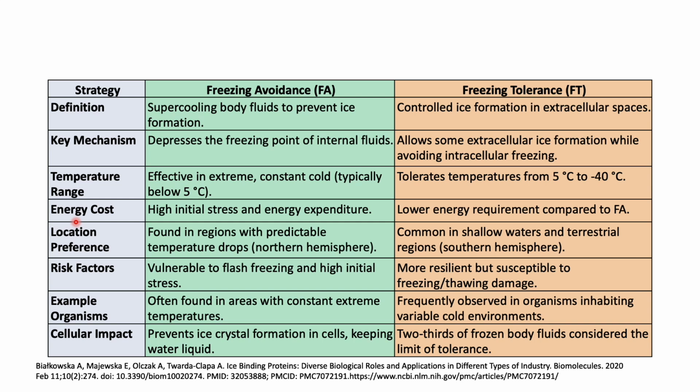And when we look at some of the examples, the freezing avoidance is found in areas with constant extreme temperatures, whereas freezing tolerance species are found frequently in organisms inhabiting variable cold environments. And what is the cellular impact in the case of freezing avoidance? It prevents ice crystal formation in cells, keeping water in the liquid form. Whereas when we talk about freezing tolerance, two-thirds of the frozen body fluids is considered the limit of tolerance.